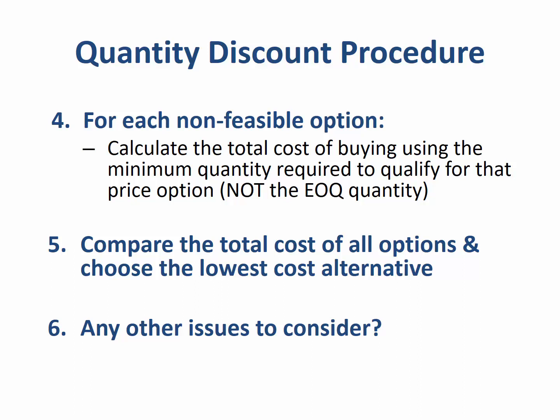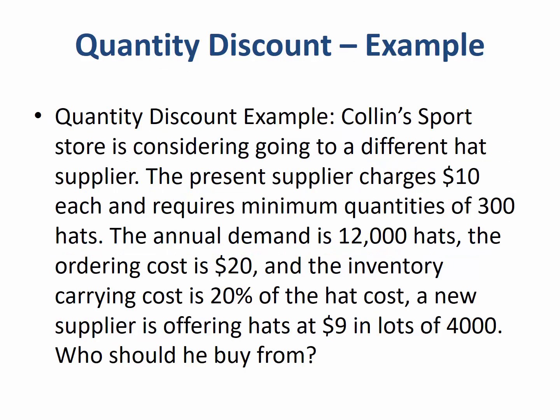The best approach at this point is to use an example to illustrate what I just said. So imagine you are this company and you are selling hats and you're purchasing those hats from a supplier. The present supplier charges $10 for each hat and requires minimum quantities of 300 hats. So if you want to get the $10 price, it means that you have to order 300 hats minimum. The annual demand for the hat is 12,000 hats.